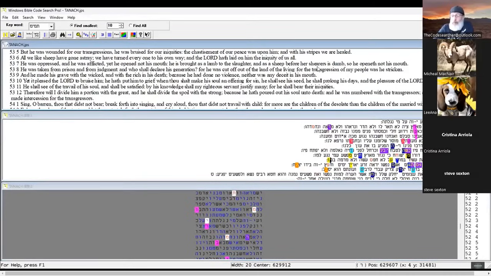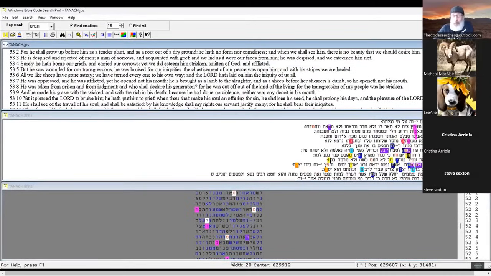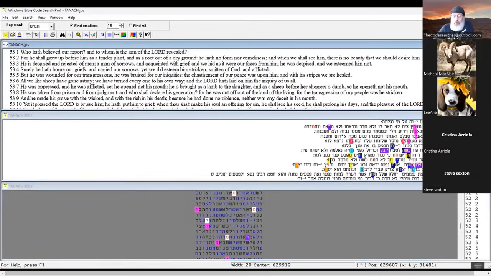Isaiah 53, and it's talking about a specific individual. Who hath believed our report, and to whom is the arm of Yah revealed? For he shall grow up. It's not talking about a nation here. We're talking about a man. It's specifically a man. Okay? For he shall grow up before him as a tender plant, as a root out of the dry ground. Speaking of root, you know what the word for root or branch is? Netzer.